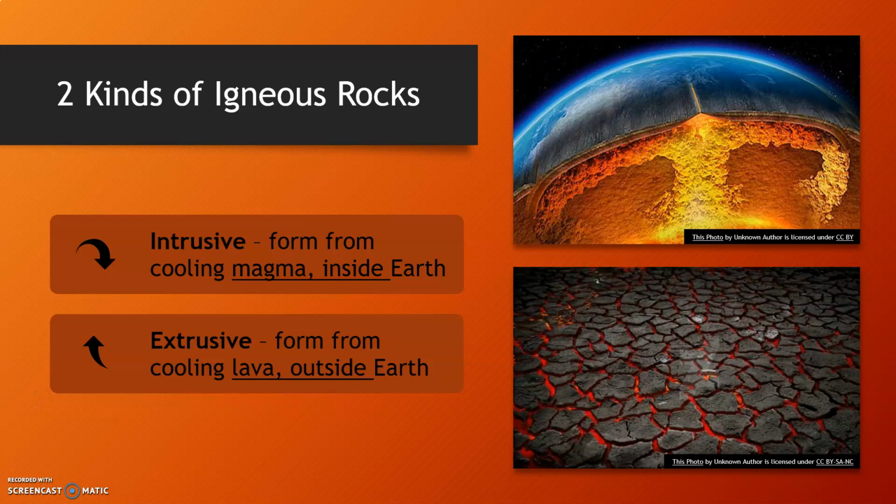There are two kinds of igneous rocks that you need to know about, and these are important vocabulary words. Intrusive igneous rocks form from cooling magma inside the earth. Intrusive, inside. Extrusive igneous rocks form from cooling lava outside the earth. Think about extrusive as having exited the earth.